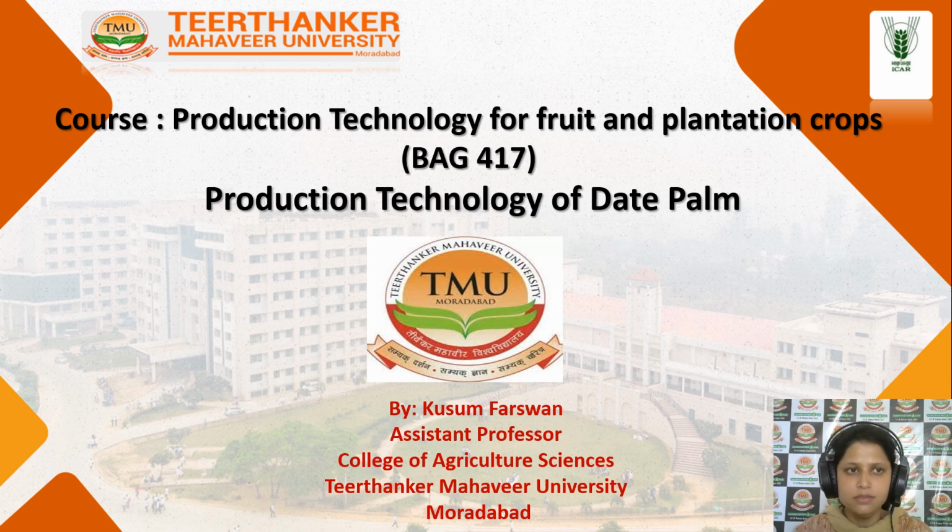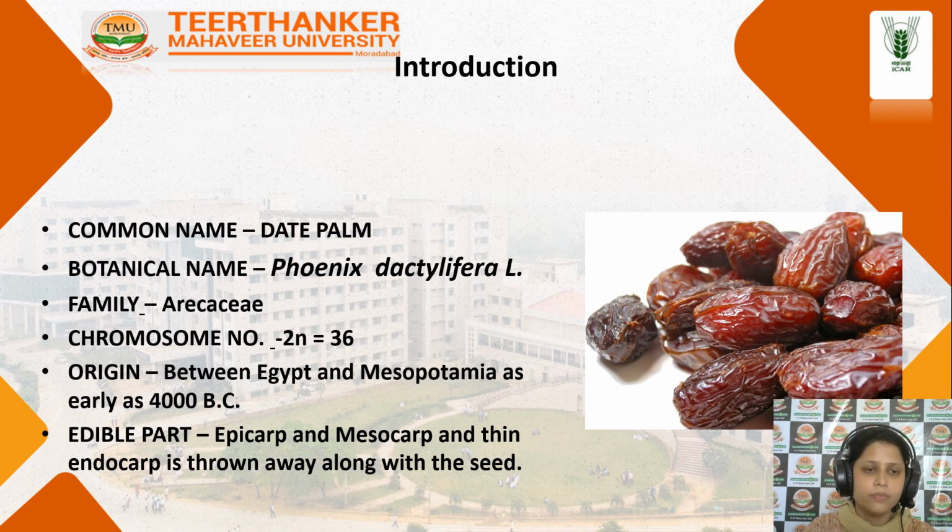So here we begin. Date palm, commonly known as khajur, is botanically known as Phoenix dactylifera, family Ericaceae, with the chromosome number of 2n equals 36. Its origin is between Egypt and Mesopotamia as early as 4000 BC. Its edible part is the epicarp and mesocarp, and the thin endocarp is thrown away along with the seed.